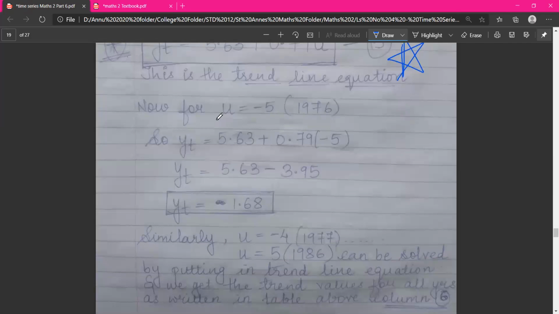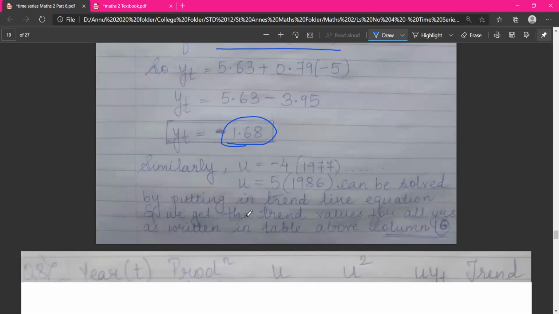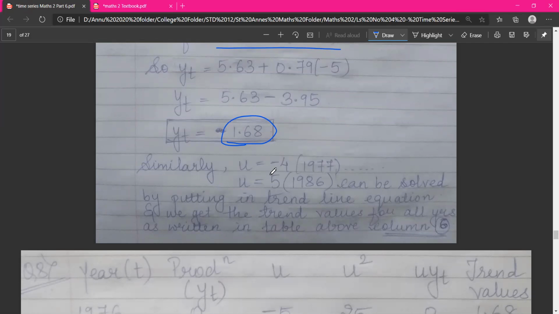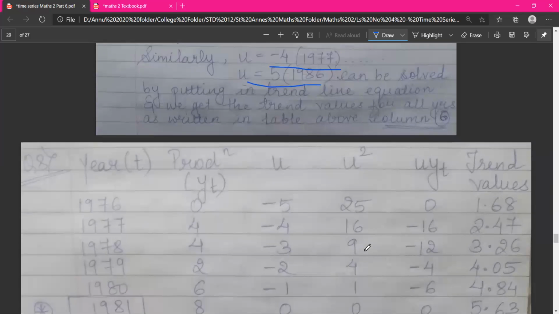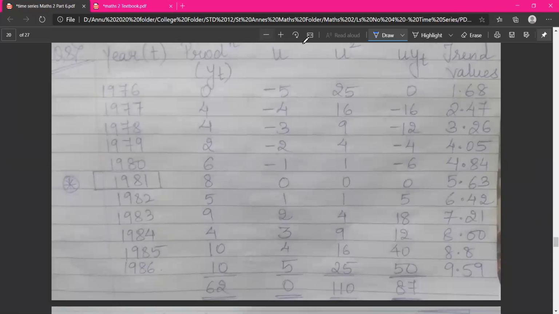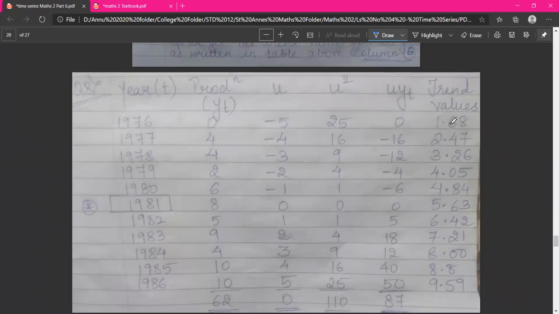So now one by one, you can put the values for U and find out the trend values for each year. So for 1976, the value of U is minus 5. On substituting in the equation, I get the trend value as 1.68. Similarly, you can put U is equal to minus 4 for 1977 up till U is equal to 5 for 1986 and can get all the trend values for the years as shown in column number 6. So this is how your answer will look, class. After decimal, 2 points are enough. So 1.68, 2.47, 3.26 and so on.